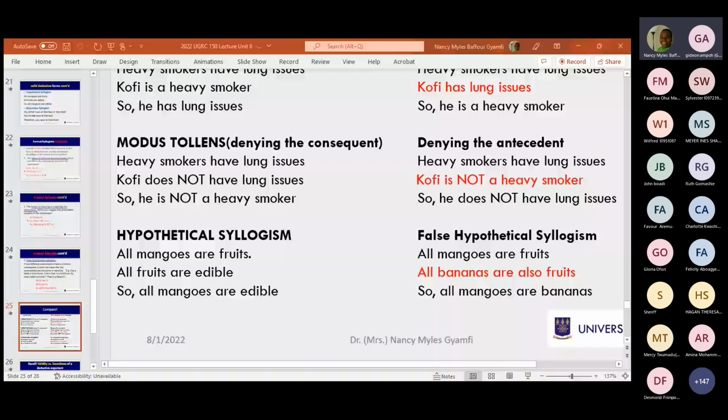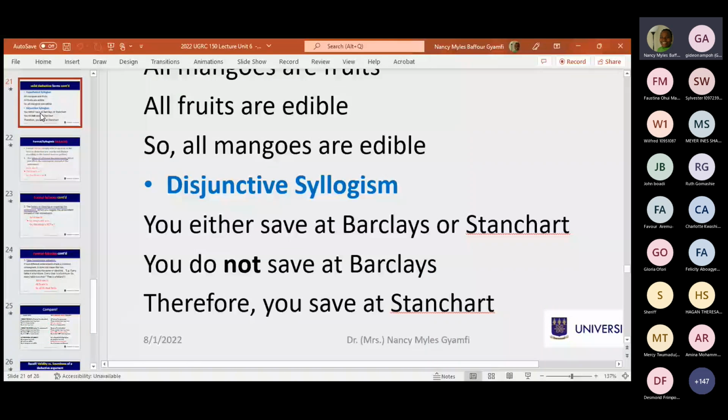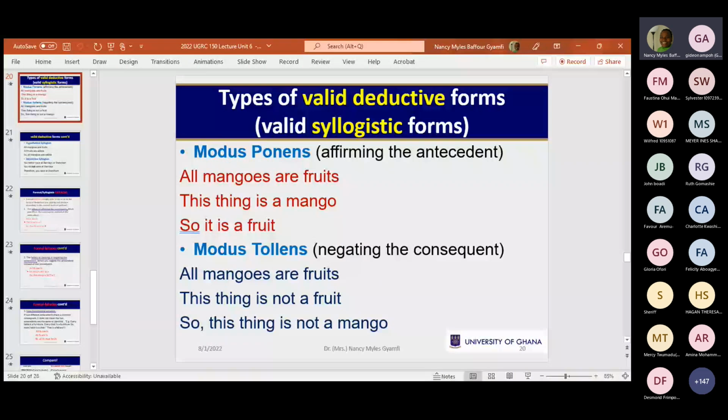Okay, if you got that also, then we will do the very last one, which is what? Disjunctive syllogism. See, I told you that we are seeing the names big, big, big, big.